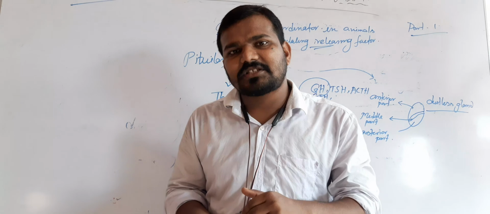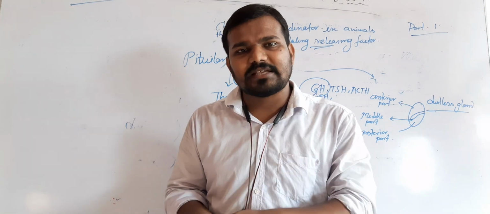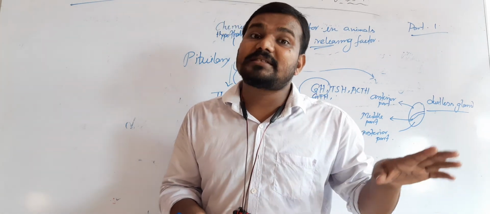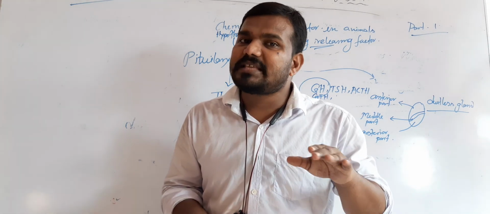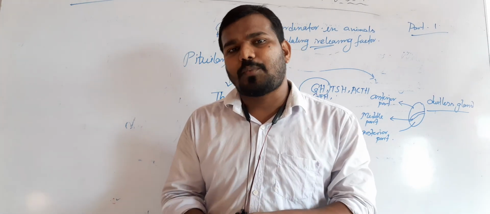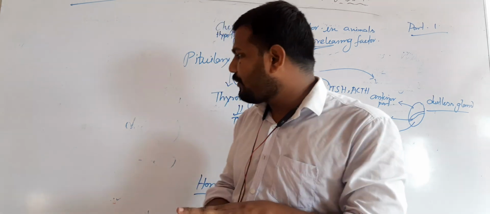If high secretion takes place during childhood, that will result in gigantism. It means the person will have a height of 7 feet with a muscular body. This is the growth hormone.